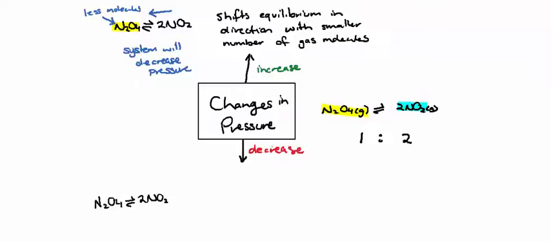Now if we were to decrease the pressure of the reaction equilibrium, the system will want to increase the pressure, and it will do that by shifting towards the side with more molecules. So the ratio is 1:2 in this case, so we can see the right hand side has the more molecules.